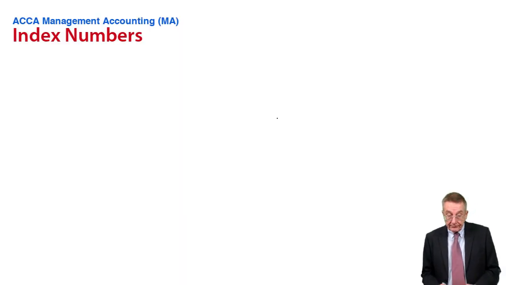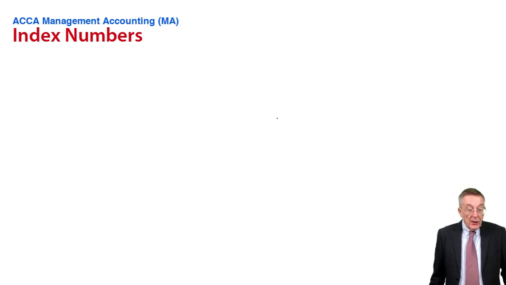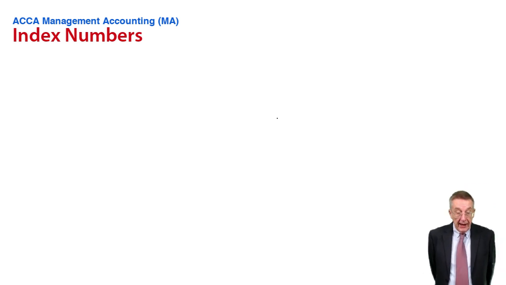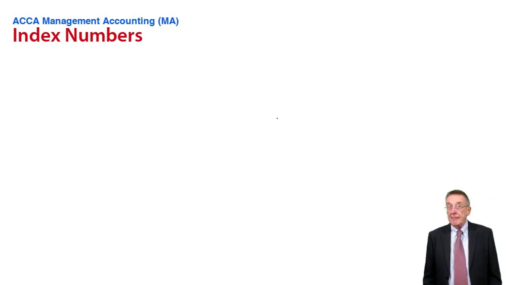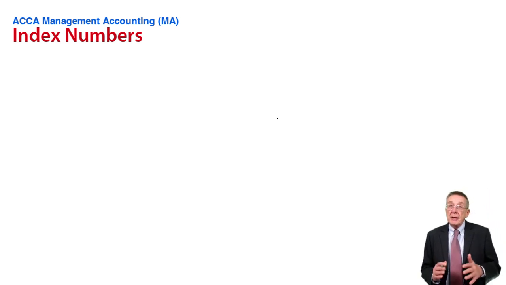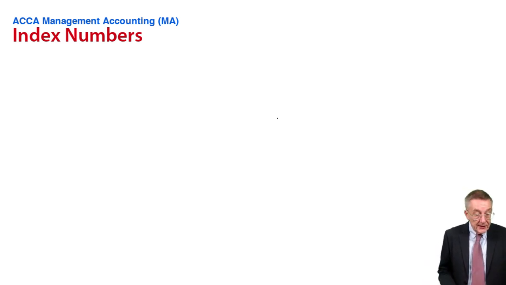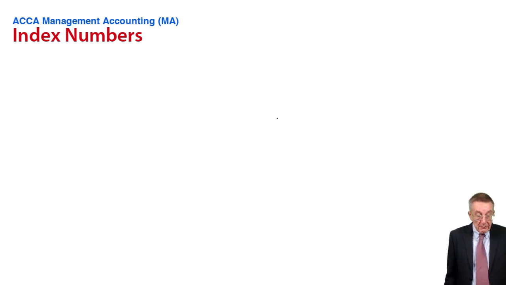Index numbers. And as it says in the introduction to the chapter, the purpose is to show the rate of change of a variable from one specified time to another, which sounds terribly exciting, but the most common use is to measure the effect of inflation on prices. And to show you what I mean, look at example one.